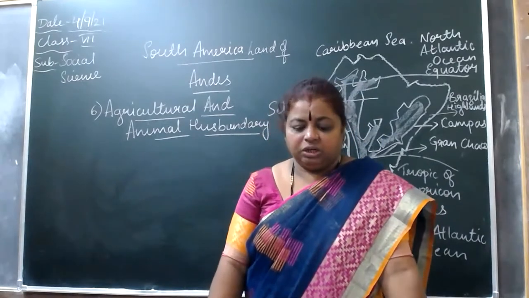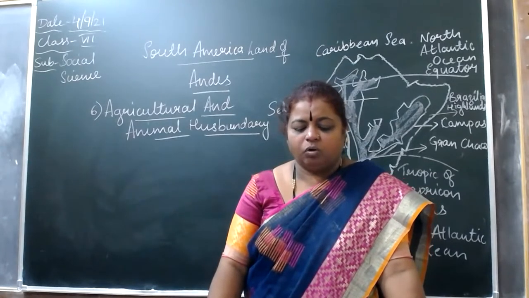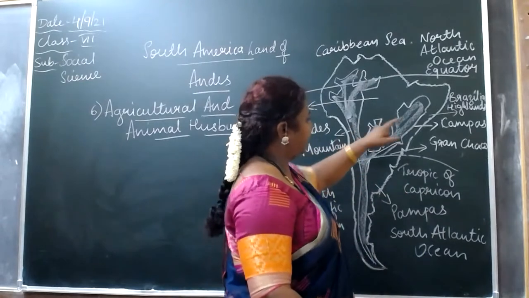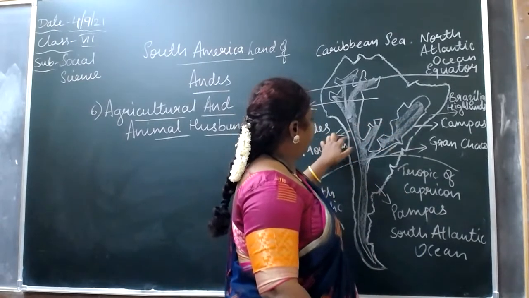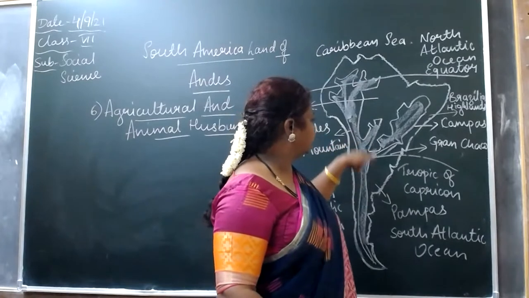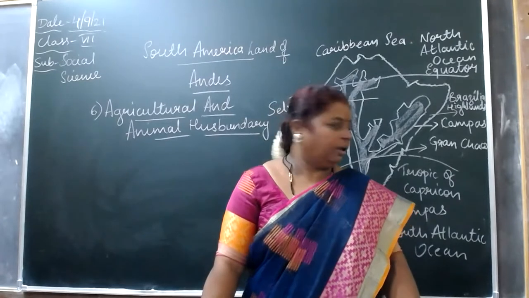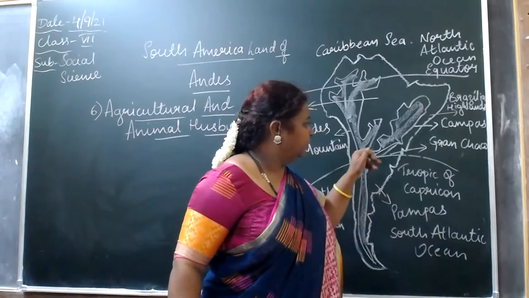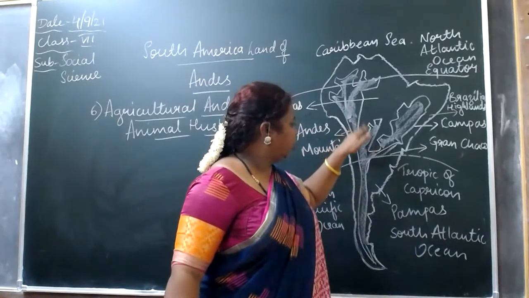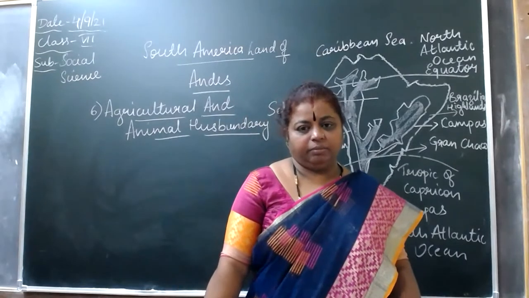The main regions of cultivation are the Pampas in Argentina and Uruguay, parts of the Brazilian highlands, and the east coast of Central Chile. Here in the south are the Pampas and the Brazilian highlands, with the Andes mountains, and Central Chile in the middle of South America is where the cultivation land lies.